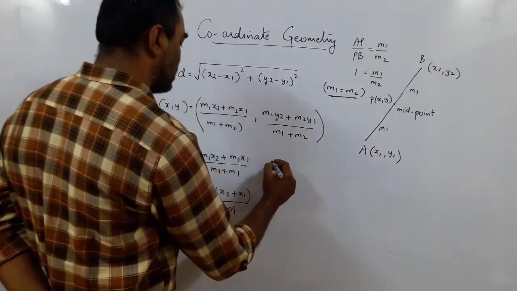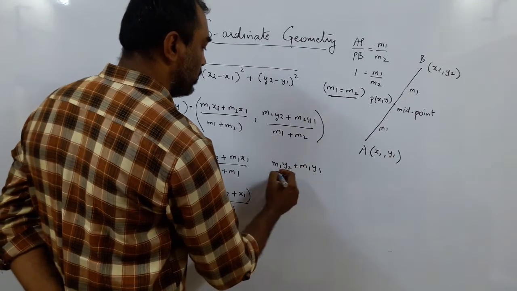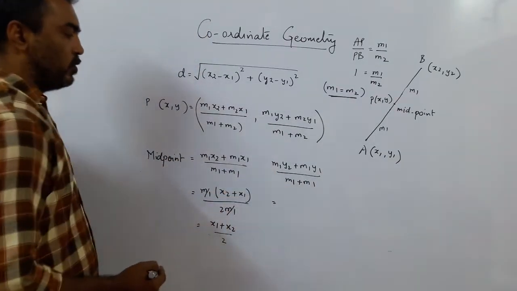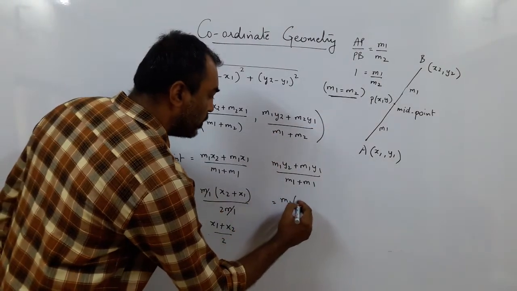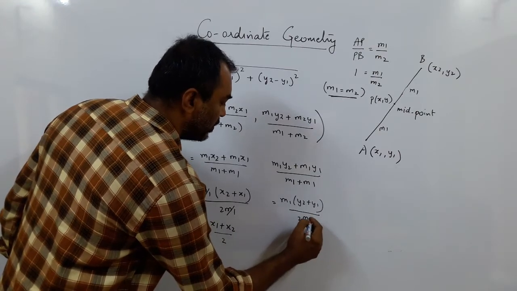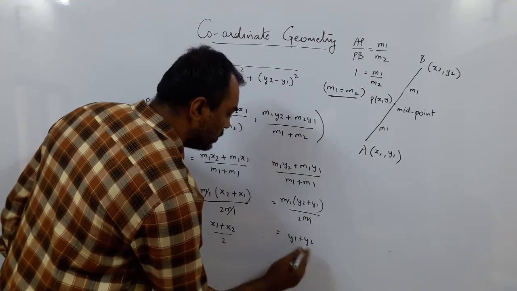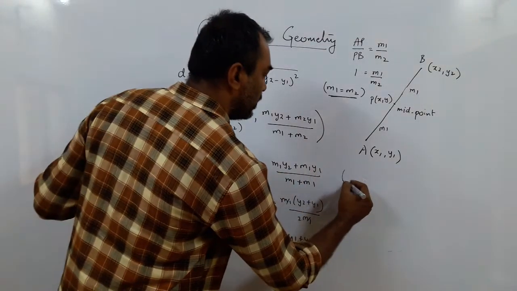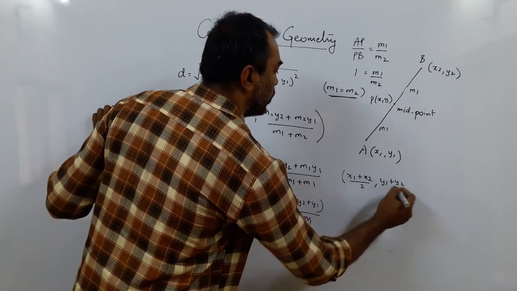Similarly, here also the same happens: m1 y2 plus m1 y1 upon m1 plus m1. I hope you understand what I am trying to do here, right? I have replaced m2 with m1 because the ratio is the same. Taking m1 common, I get (y2 plus y1), and m1 plus m1 is 2m1. So I get (y1 plus y2) upon 2. So when it is the midpoint, what are the coordinates of the midpoint directly? It is (x1 plus x2) upon 2, comma, (y1 plus y2) upon 2.